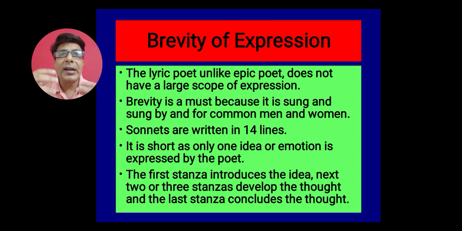Because if you want to sing a song and the song becomes very long, then the charm, the beauty of the song slips out of your hands. It means the beauty remains in poetry when you are singing a poem only if it is very short in size. Sonnets, for example, are written in 14 lines only, and sonnet is a type of lyric. It is short as only one idea and one emotion is expressed by the poet.